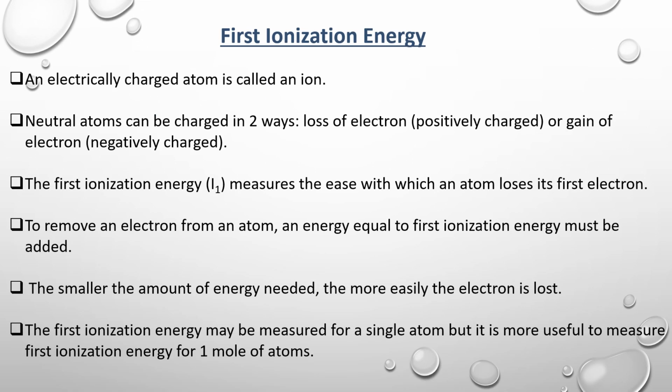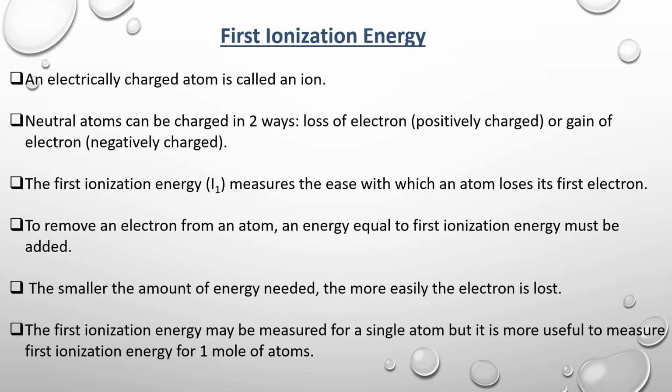First ionization energy. An electrically charged atom is called an ion. Neutral atoms can be charged in two ways: loss of an electron, positively charged, or gain of an electron, negatively charged. The first ionization energy, I1, measures the ease with which an atom loses its first electron. To remove an electron from an atom, an energy equal to the first ionization energy must be added. The smaller the amount of energy needed, the more easily the electron is lost.